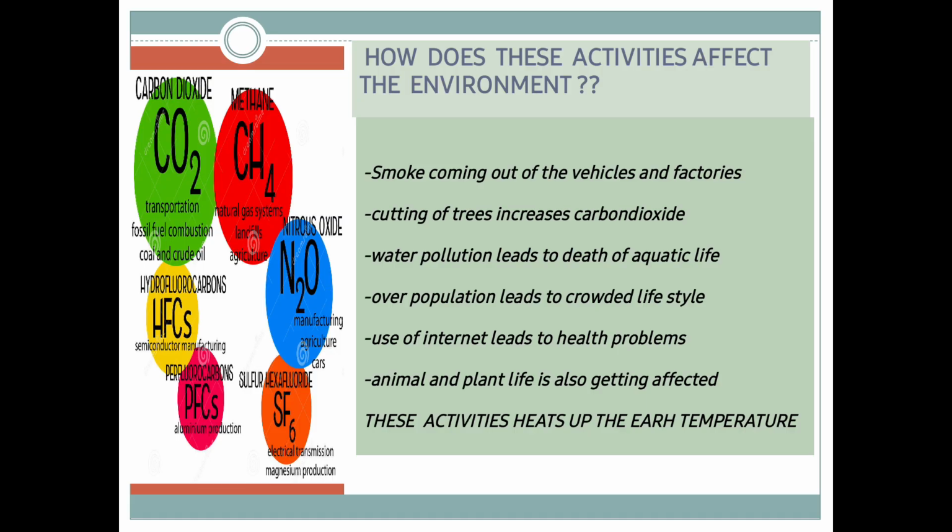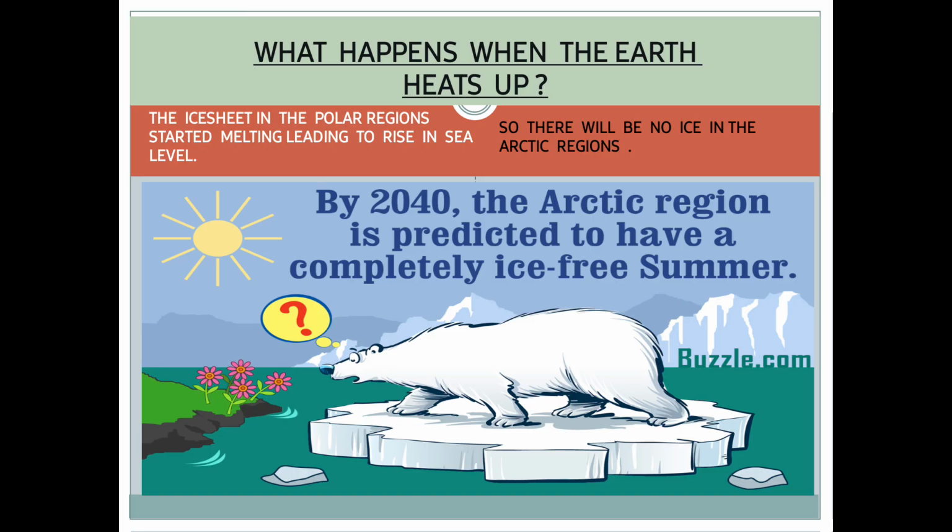Water pollution leads to death of aquatic life. Overpopulation leads to crowded cities. Use of internet leads to health problems, and animal and plant life is also getting affected. These activities heat up the earth's temperature. Now what happens when the earth heats up? That is the most important point. The ice sheets in the polar regions started melting, leading to a rise in the sea level.